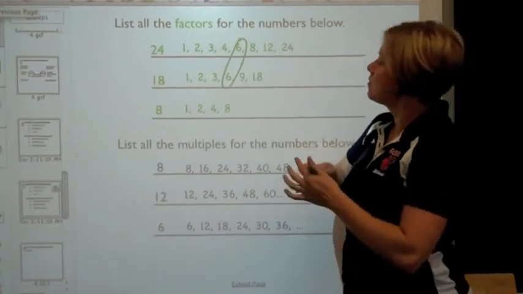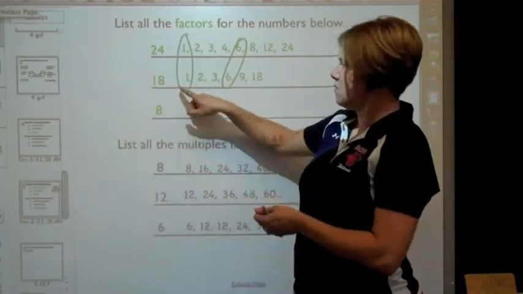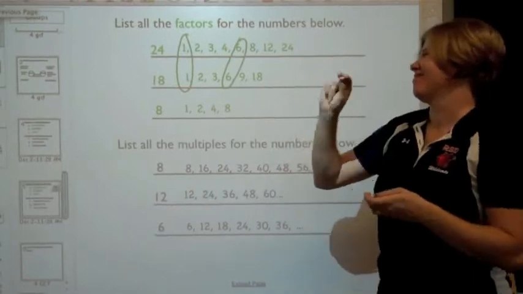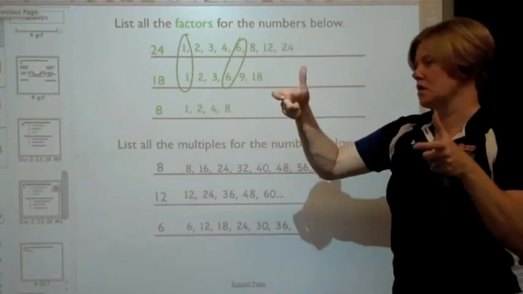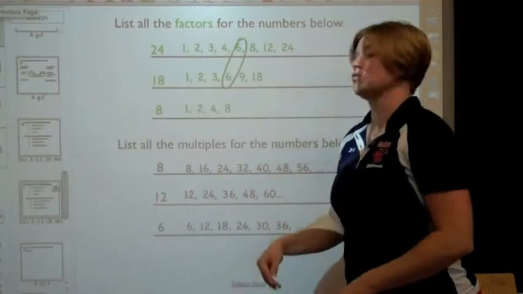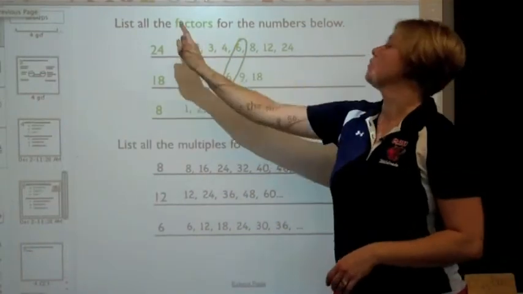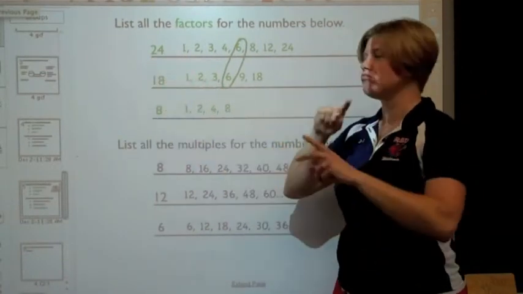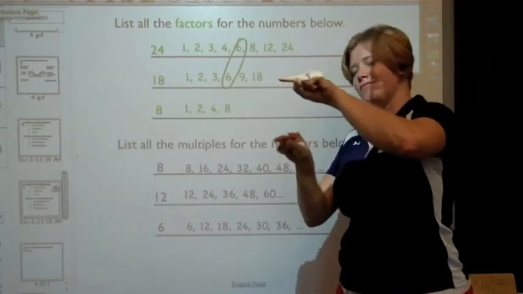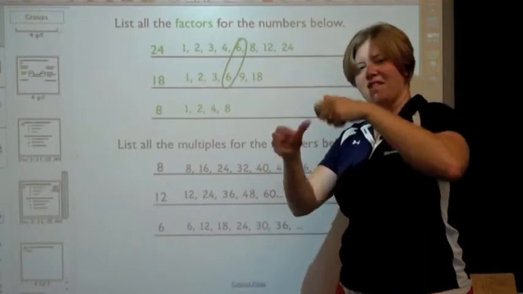There are some other common factors, like 1, that's a common factor, but there's a bigger one. The GCF is for the greatest common factor, so 6, that's the greatest common factor. So the GCF for 24 and 18 is 6. That's one way to find them: list all of the factors and then find the biggest one that's a common factor.